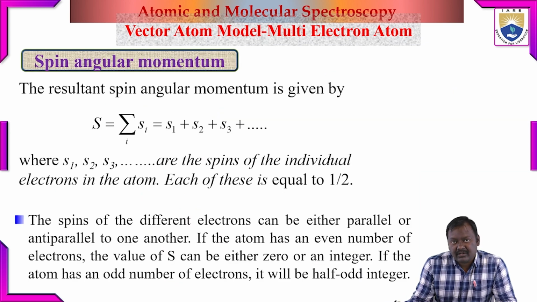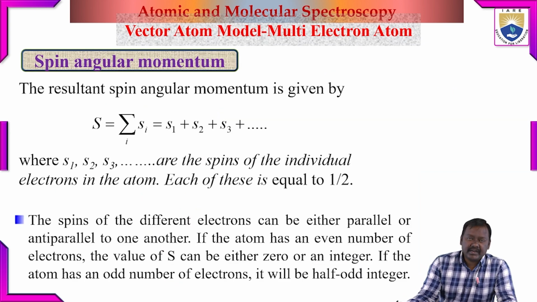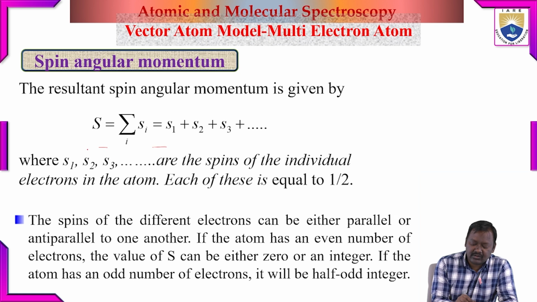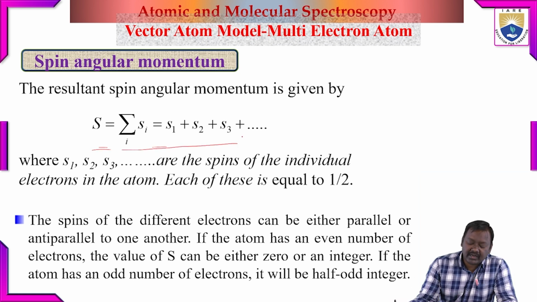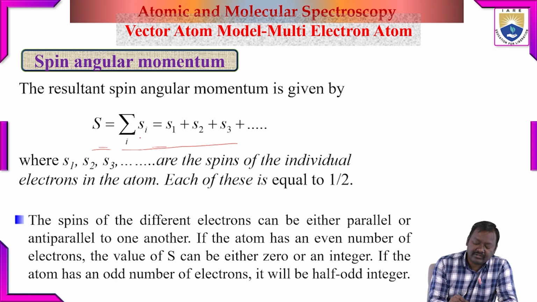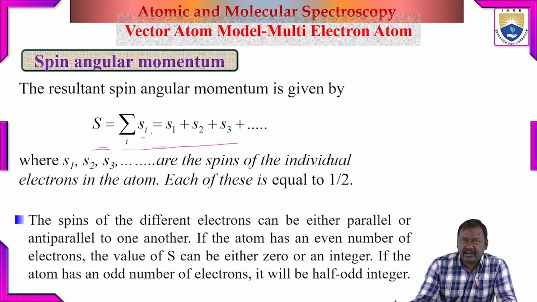And again, if you want to find the resultant spin angular momentum, similar to the orbital angular momentum, if there are more than 2 electrons, the vector addition of spin quantum numbers or spin angular momenta of individual electrons is like this. So the total spin angular momenta could be taken as summation of individual spin angular momenta of individual electrons.